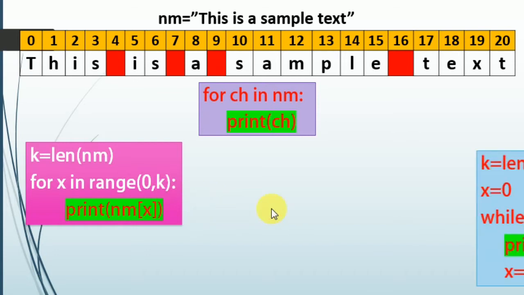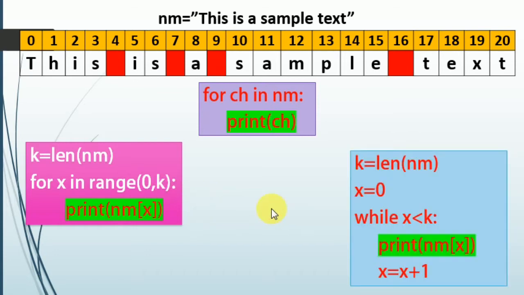Next one is the while loop. It is the same as in the case of for x in range. K equals the length of nm, then I declare one variable, that is x. X is going to start from 0, which means index value 0, that is capital T, and it will work while x is less than k. If the length is 21, the last index is 20, because the length counts 1, 2, 3, 4, 5, but the index value starts from 0. So less than k means up to 20.